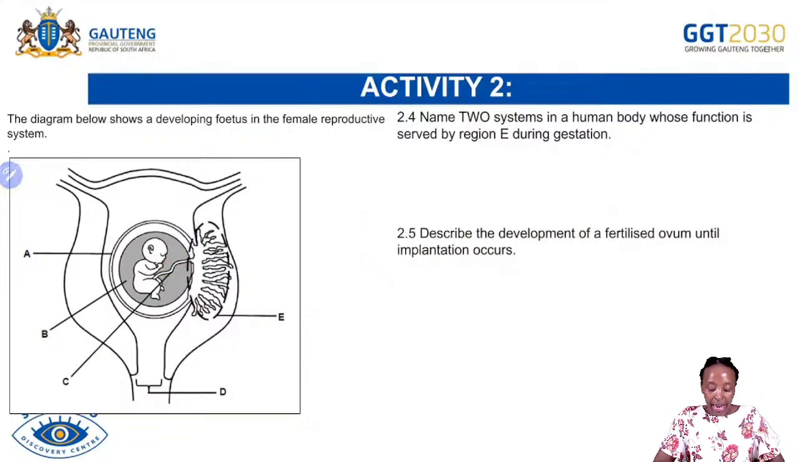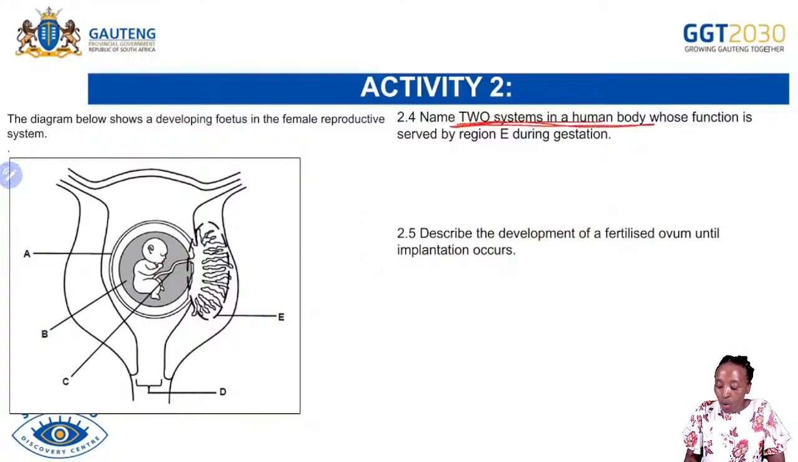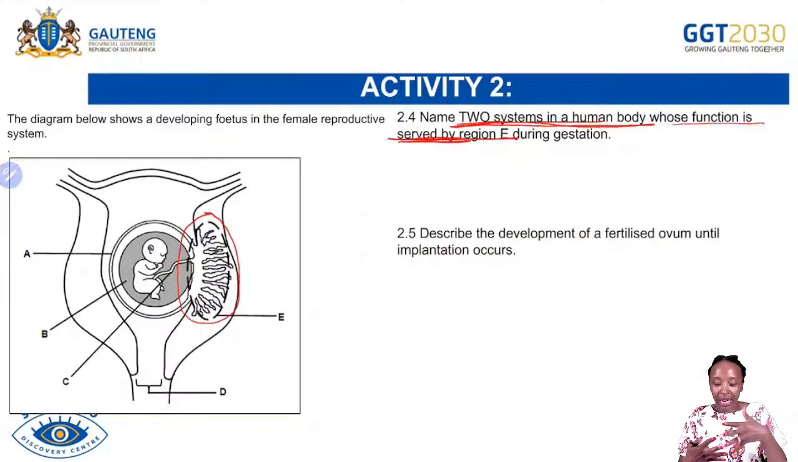The next question says, name the 2 systems in the human body whose function is served by region E during gestation. Remember, gestation being the period of development. Know your differences between gestation and pregnancy. During the period of development of the fetus, that is gestation. So what systems? Region E, the whole of region E, we said this is the placenta. Remember, there are chorionic villi from the fetus that embed or implant themselves on the what?